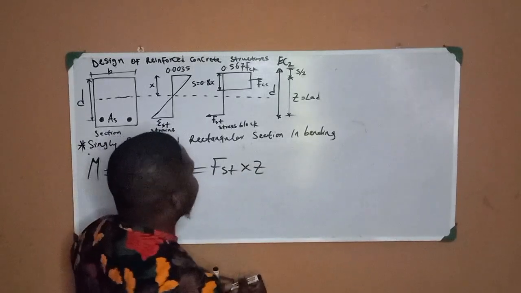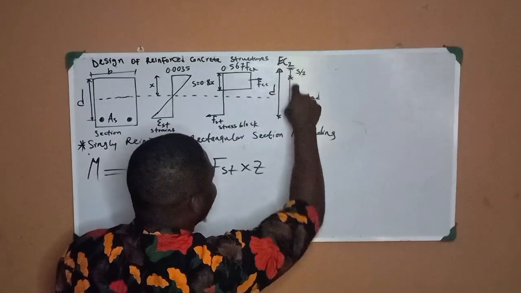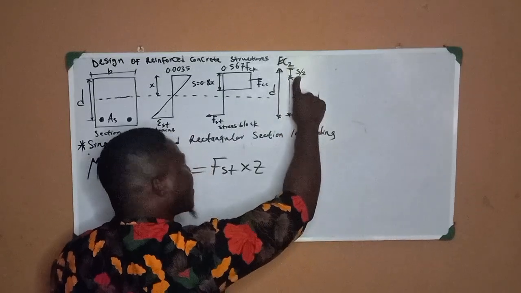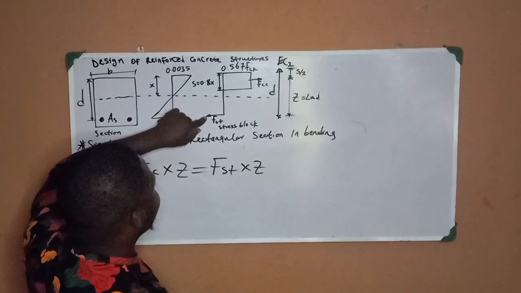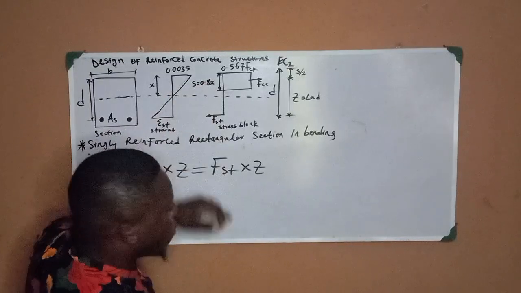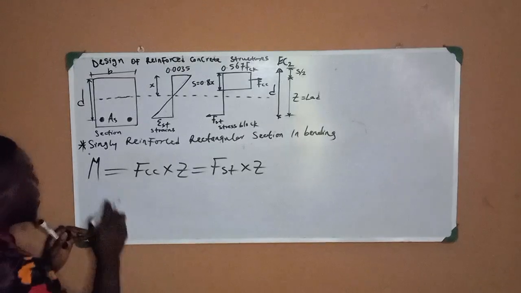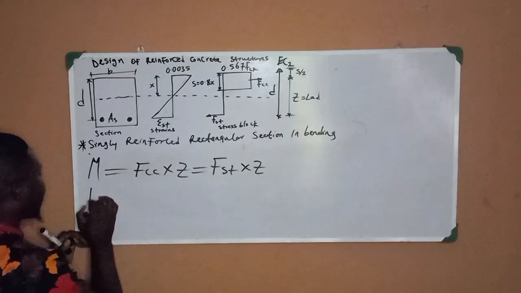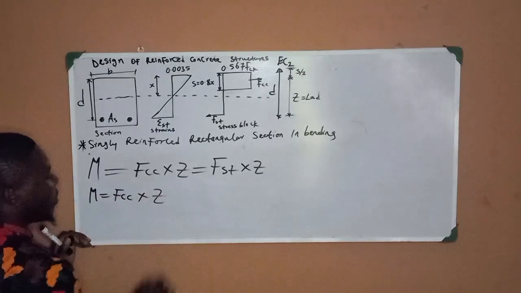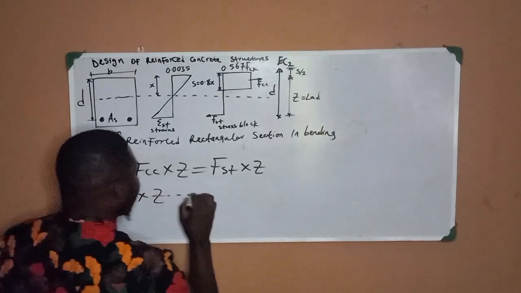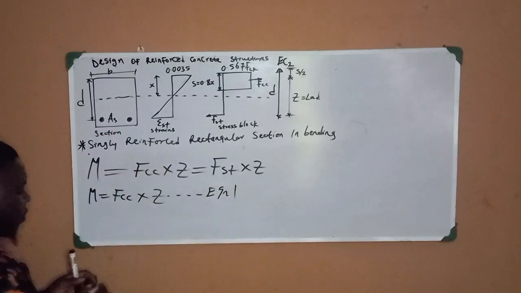Look at the lever arm here. This force times the perpendicular distance, this is your lever arm. That's that distance Z. The same thing for this other one. The FST will equally go that distance. So we have this. Now considering the moment in the compression zone, my M is equal to the FCC multiplied by Z. Let me just denote this one as my equation one.